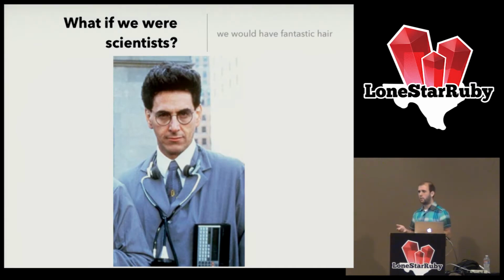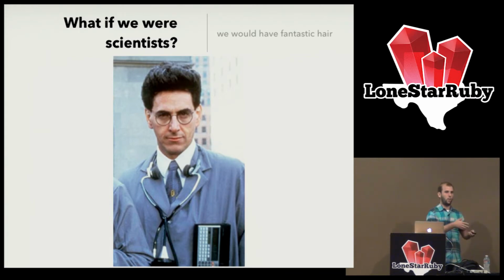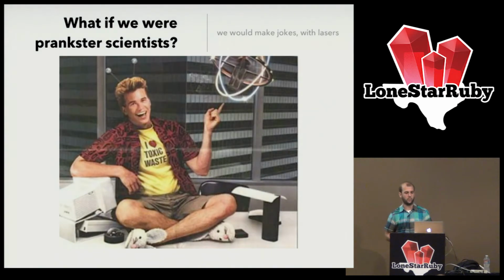So what I want to get into in this talk is, what if we were scientists and we started looking at these design trade-offs in Ruby and figuring out why they're there, how they got there in the first place, what we can do about them going forward, and how we can mitigate them in our code in the present. We would peel back the layers of our systems and know about the design decisions and trade-offs that were made and how to work with those when we use Ruby.